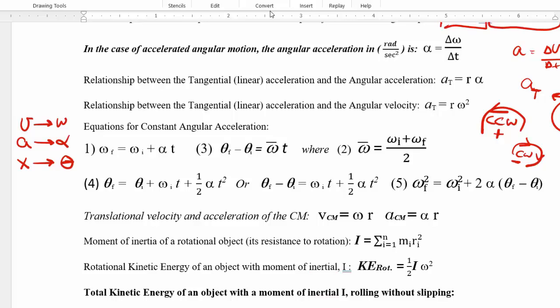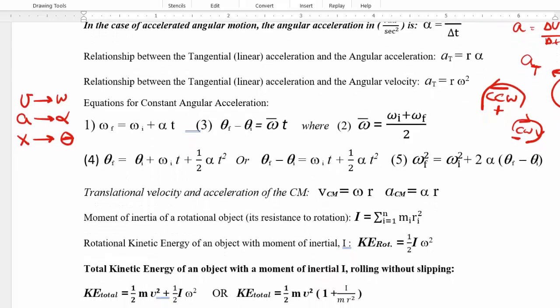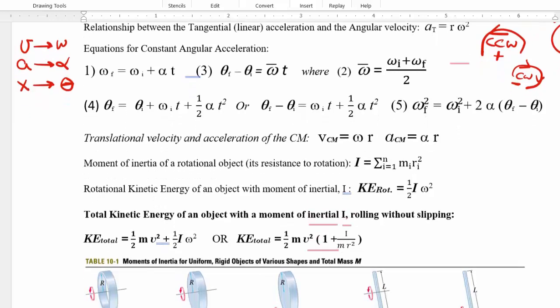Okay. Keep in mind, in the case of rotational motion, we have angular velocity and we have tangential velocity. And also we have angular acceleration, tangential acceleration, and centripetal acceleration. 3 types of acceleration are possible in the case of rotational motion.